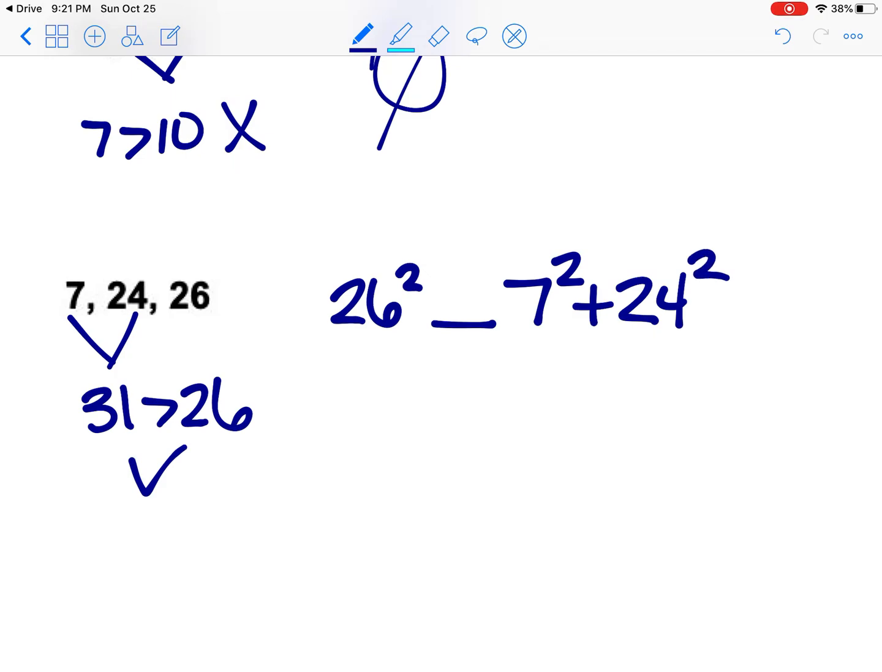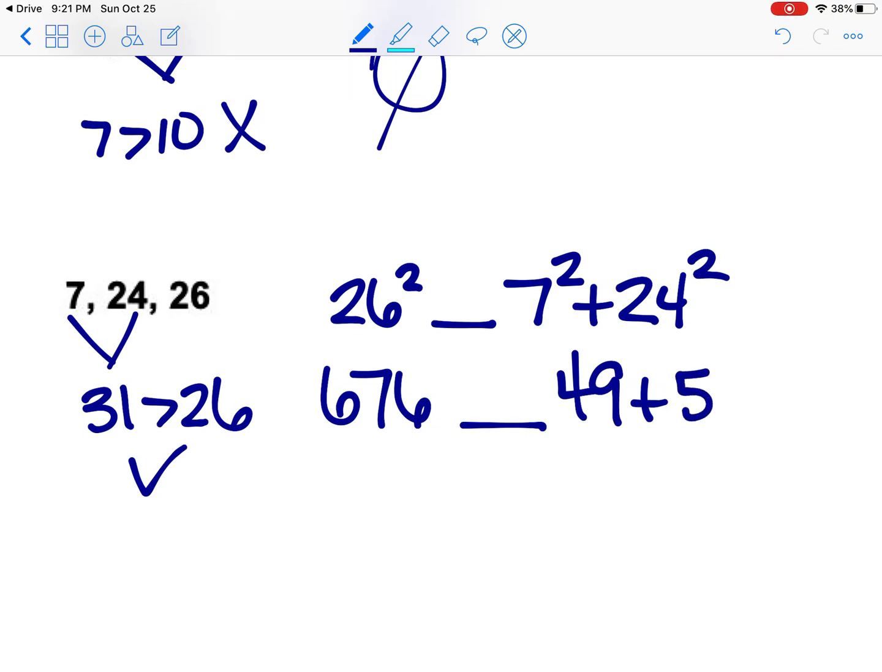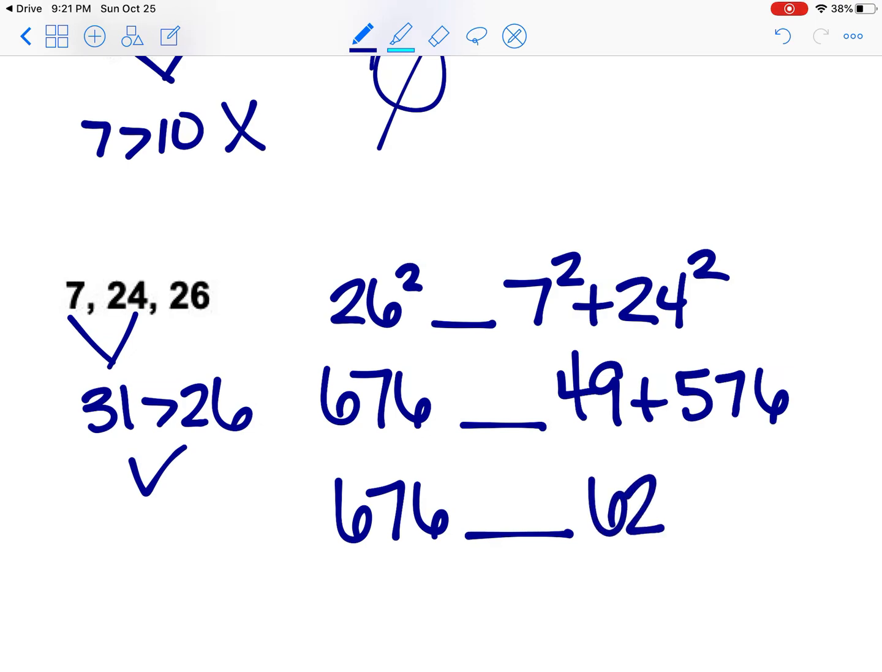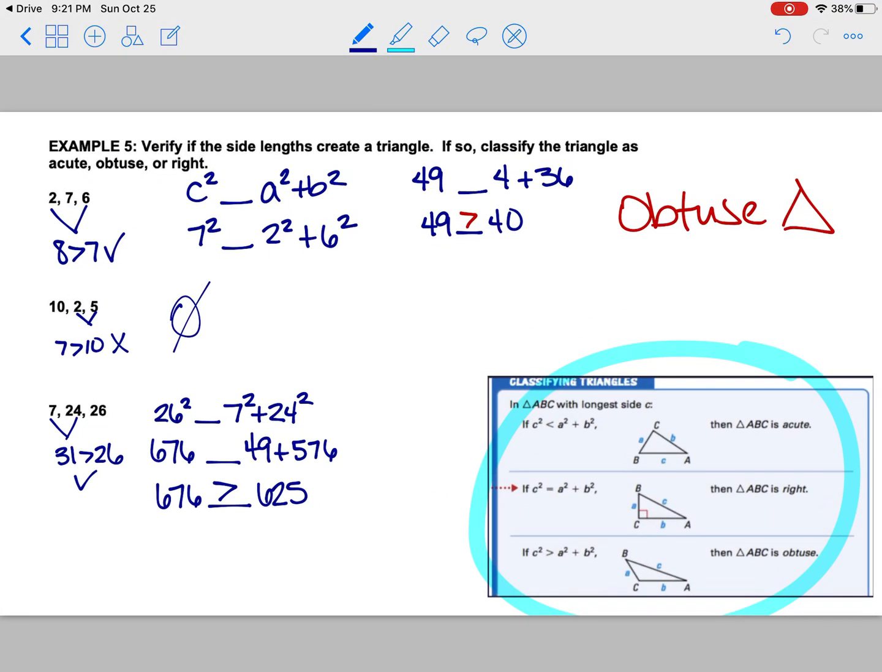So 7 squared plus 24 squared. 26 squared is 676. 7 squared is 49. 24 squared is 576. And so if we compare those two, after we add them together, we get 625 here. So we have a greater than symbol, and again, we have another obtuse triangle.